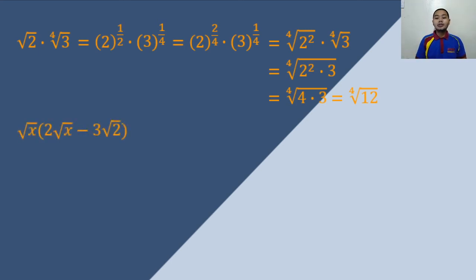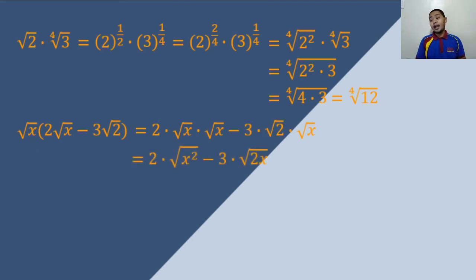Next tayo. So, we have the square root of x times the quantity of 2 square root of x minus 3 square root of 2. So, dito, ang gagawin mo is i-distribute mo yung square root of x. So, in that case, ganito siya. This will be 2 times square root of x times square root of x. Dito naman, this will be 3 times square root of 2 times square root of x, as you can see on our screen. This will be 2 times the square root of x squared minus 3 times the square root of 2x.